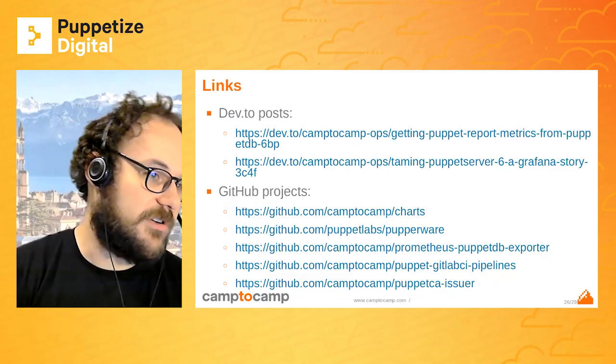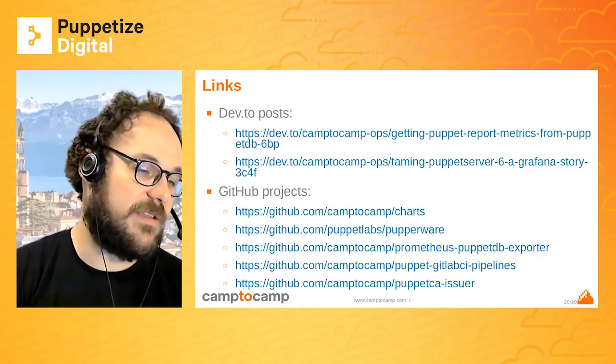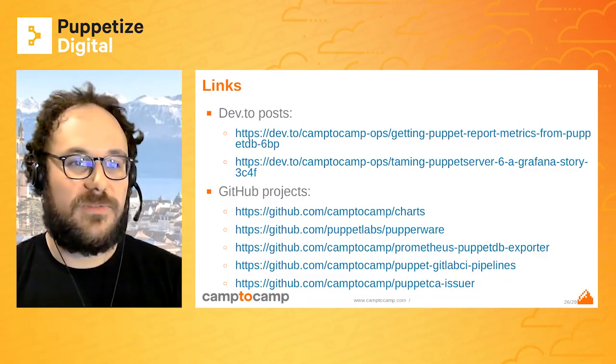As well as our pipelines in GitLab that are based on GitLab executors running in Kubernetes, and the most recent project, the Puppet CA issuer, for the certificate management.